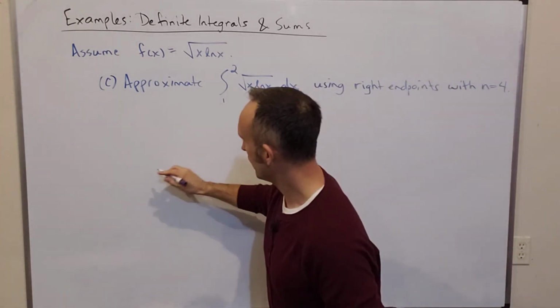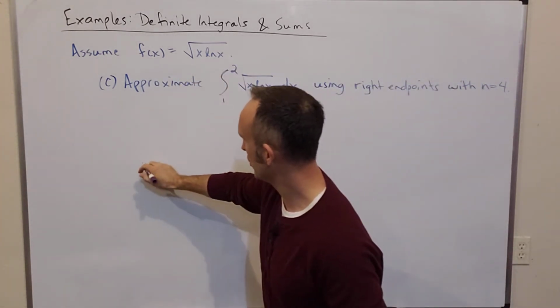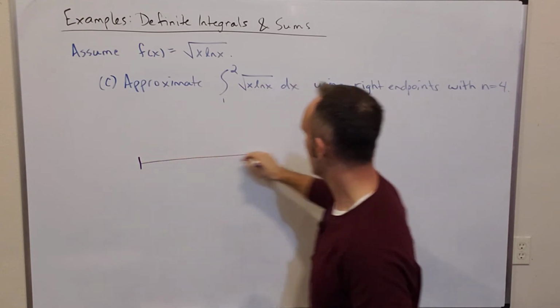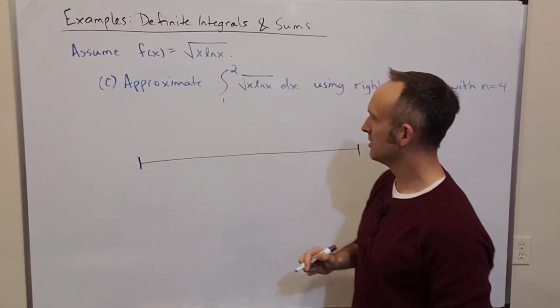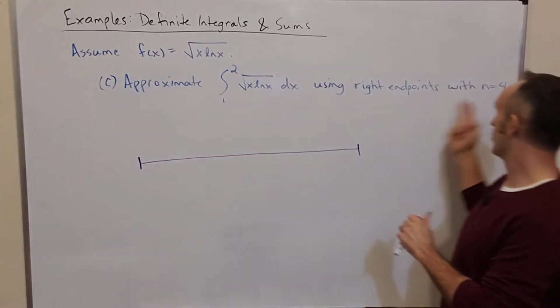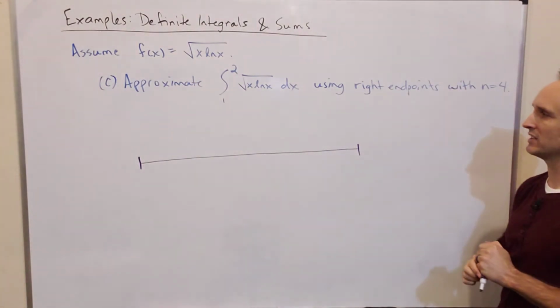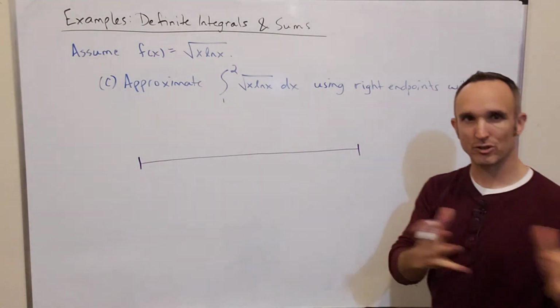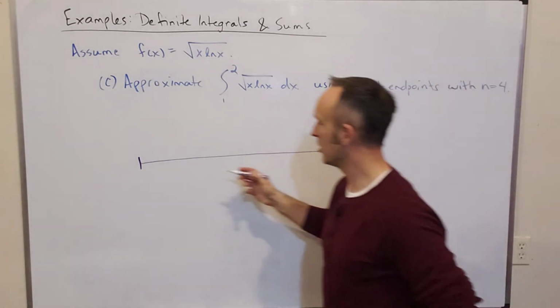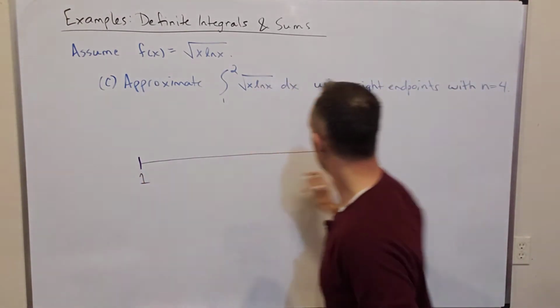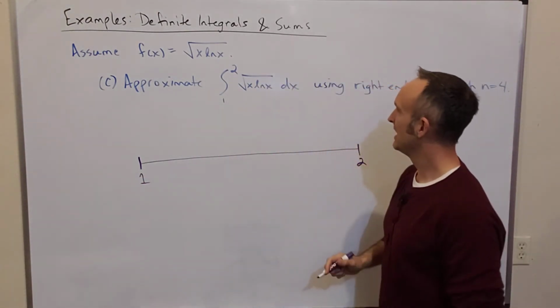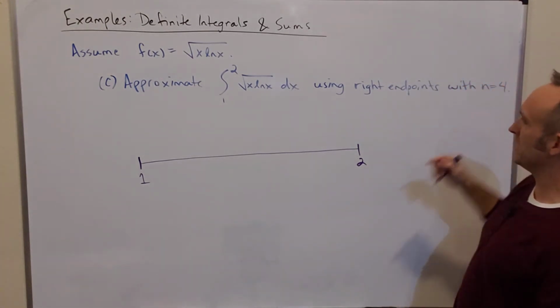So rather than draw out the curve, I'm not worried about that. What I'll do instead is think about the width of my 4 rectangles and the height of my 4 rectangles. Then I'll multiply those together and add to get my area. So this is 1, this is 2, and I need to divide this into 4 equal pieces.